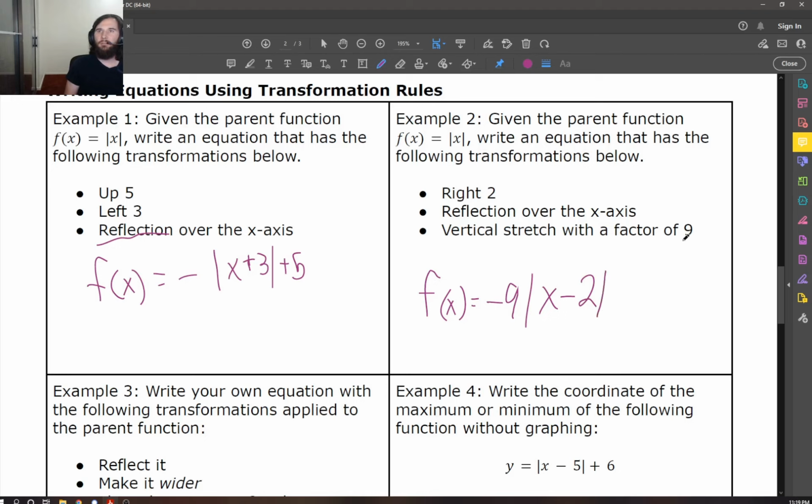So vertical stretch means multiply by 9, we got that. Reflection means negative, got that. Moving to the right 2 means subtracting 2 from the x value. And you can go check that on Desmos if you want.